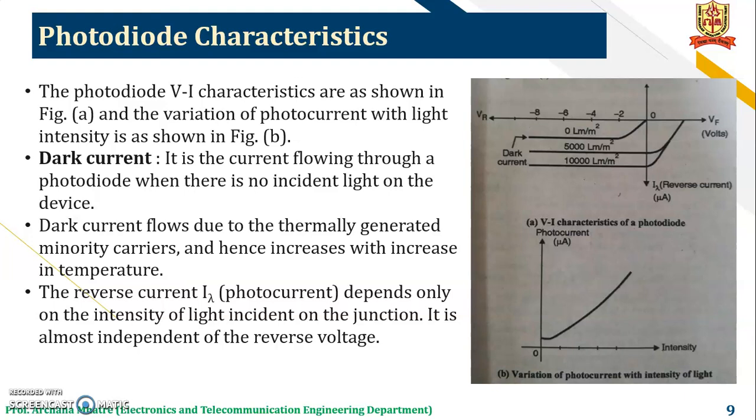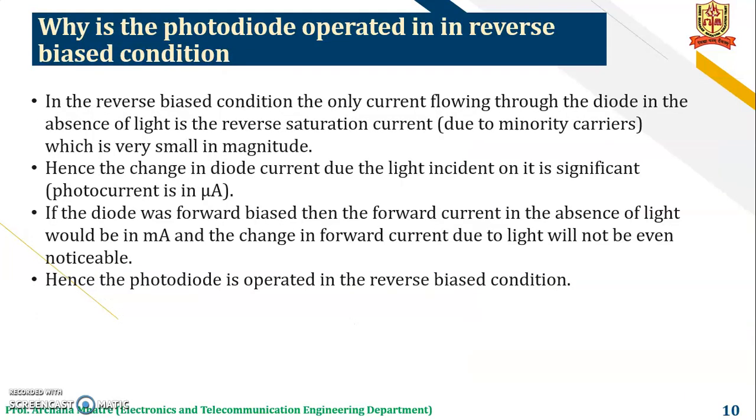Dark current. It is the current flowing through a photodiode when there is no incident light on the device. Dark current flows due to the thermally generated minority carriers and hence increases with increase in temperature. The reverse current of the photodiode depends only on the intensity of light incident on the junction. It is almost independent of the reverse voltage.